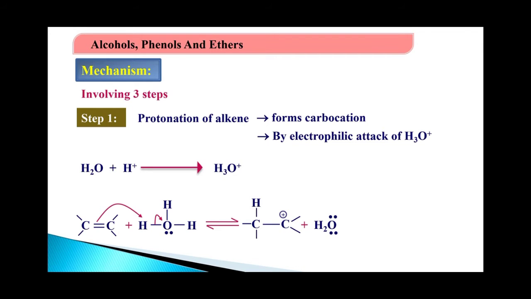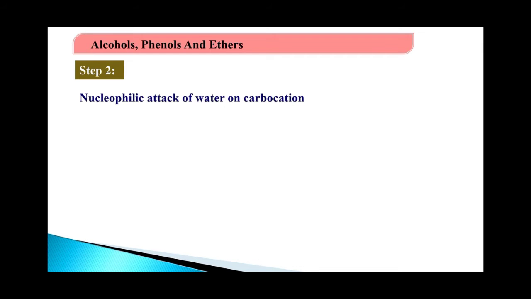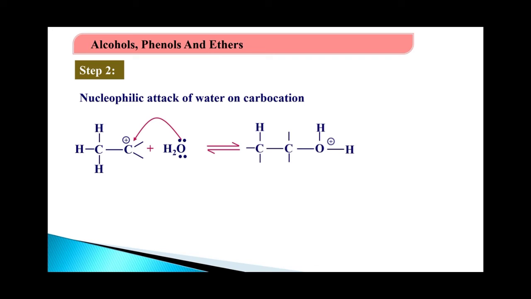Now the water which is formed is an electron rich center. It is going to act as the nucleophile in the second step. That is, nucleophilic attack of water on the carbocation. One lone pair of electrons of the water goes and attacks the carbocation to give rise to an intermediate something like this, CHC, O plus and HH.